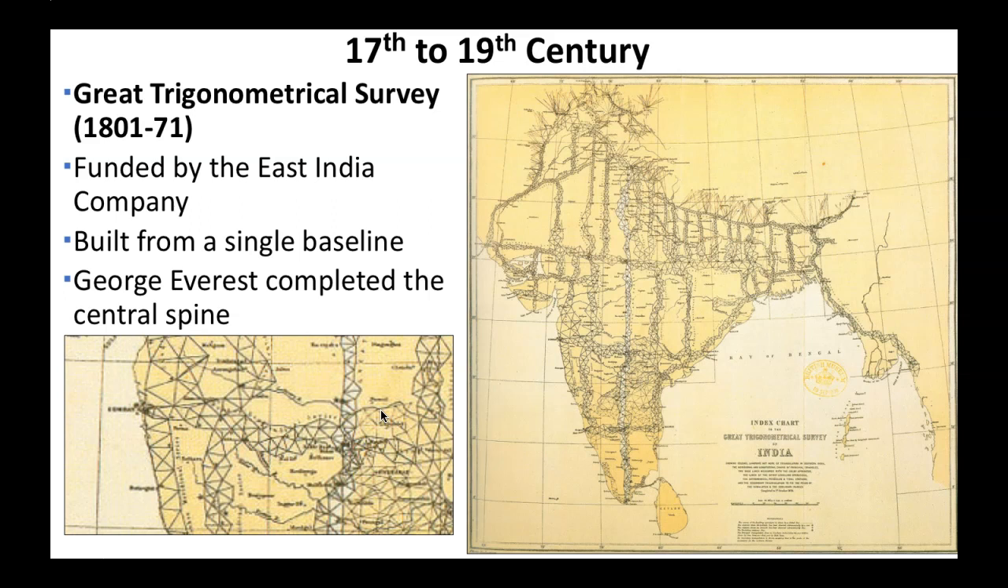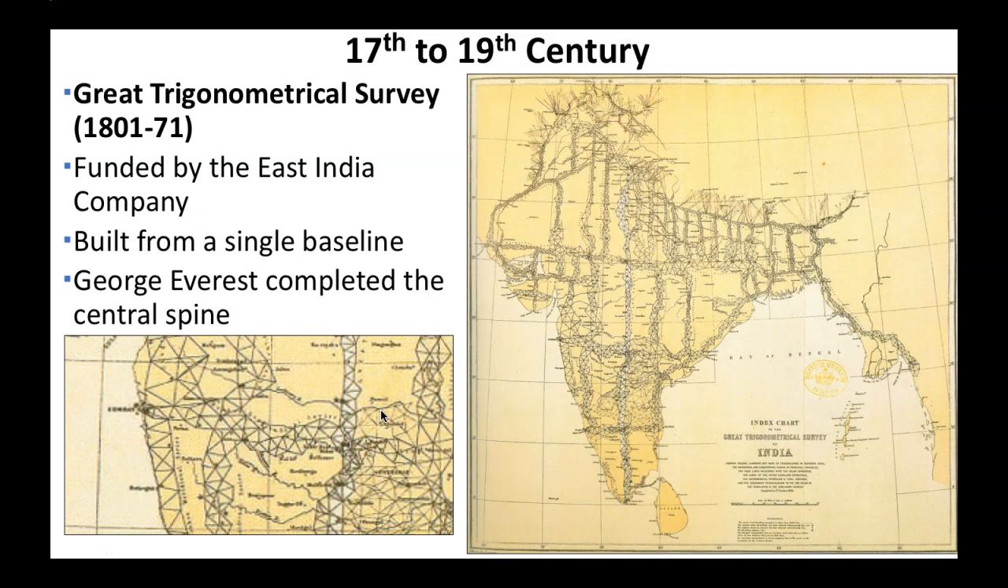This is the last map of this section. This is the Great Trigonometrical Survey of 1801 to 1871. It took quite a long time to complete. The goal of the Trigonometrical Survey was basically to chart the subcontinent and the territories governed by the East India Company.